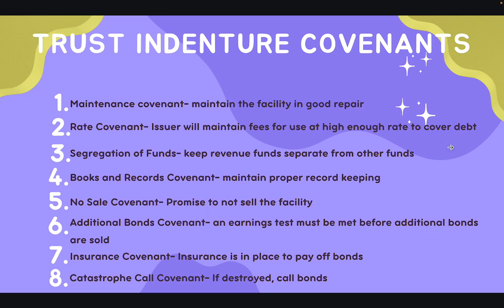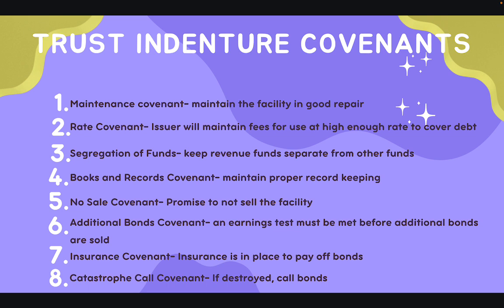So within the trust indenture, this is all pretty obvious, but within the trust indenture, there are a number of covenants. These are promises. So the maintenance covenant or promise is that we will maintain the facility in good repair. The rate covenant or promise is the issuer will maintain fees for use at a high enough rate to cover the debt. So think of tolls, and a toll is created to pay for a new highway. Okay, so they have to promise that the tolls, the amount of traffic that's going to come through here, and the amount we're going to charge, that's our rate covenant, and we promise that this is going to be enough to pay the bondholders. Makes sense?